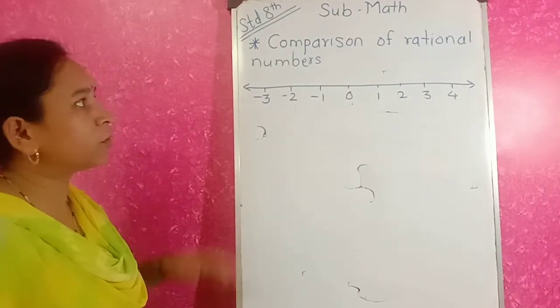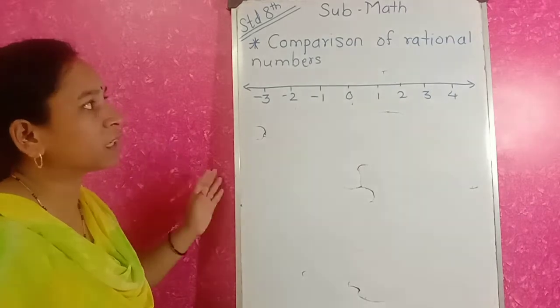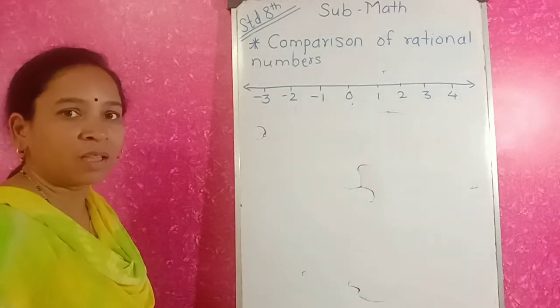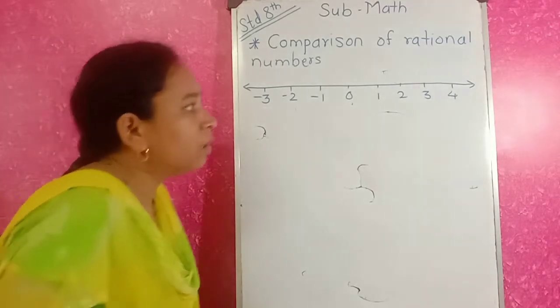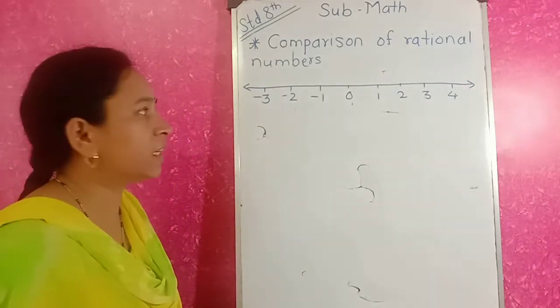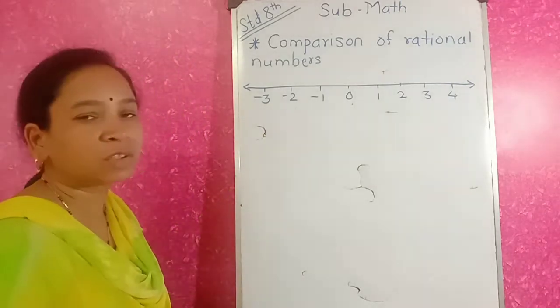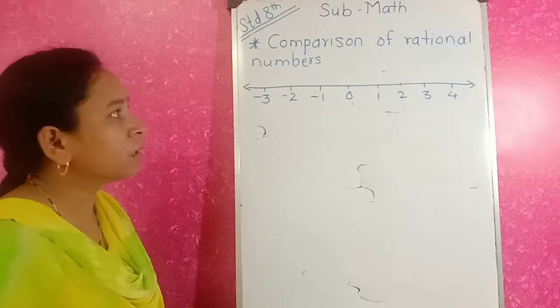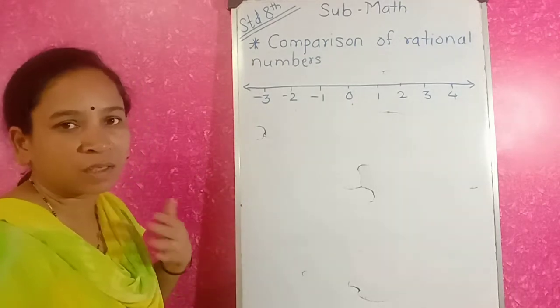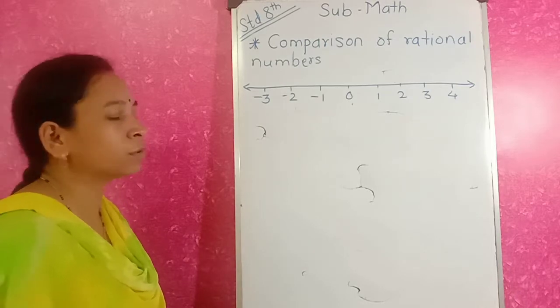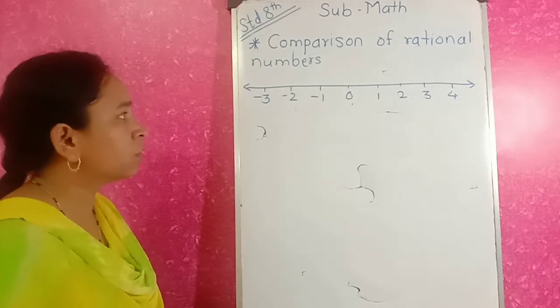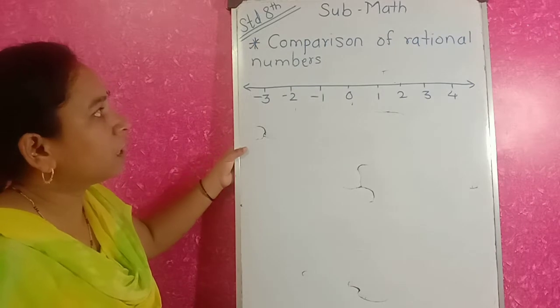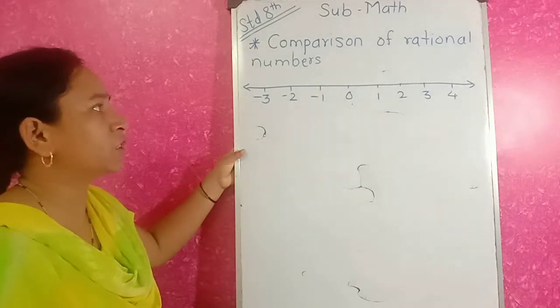Once again, welcome to this new session on the comparison of rational numbers. In the previous videos we have seen how to show numbers on the number line and the definition of a rational number. Revise it; the link is given in the description box, so you can go through those videos to revise again. Now we'll see the comparison of rational numbers.